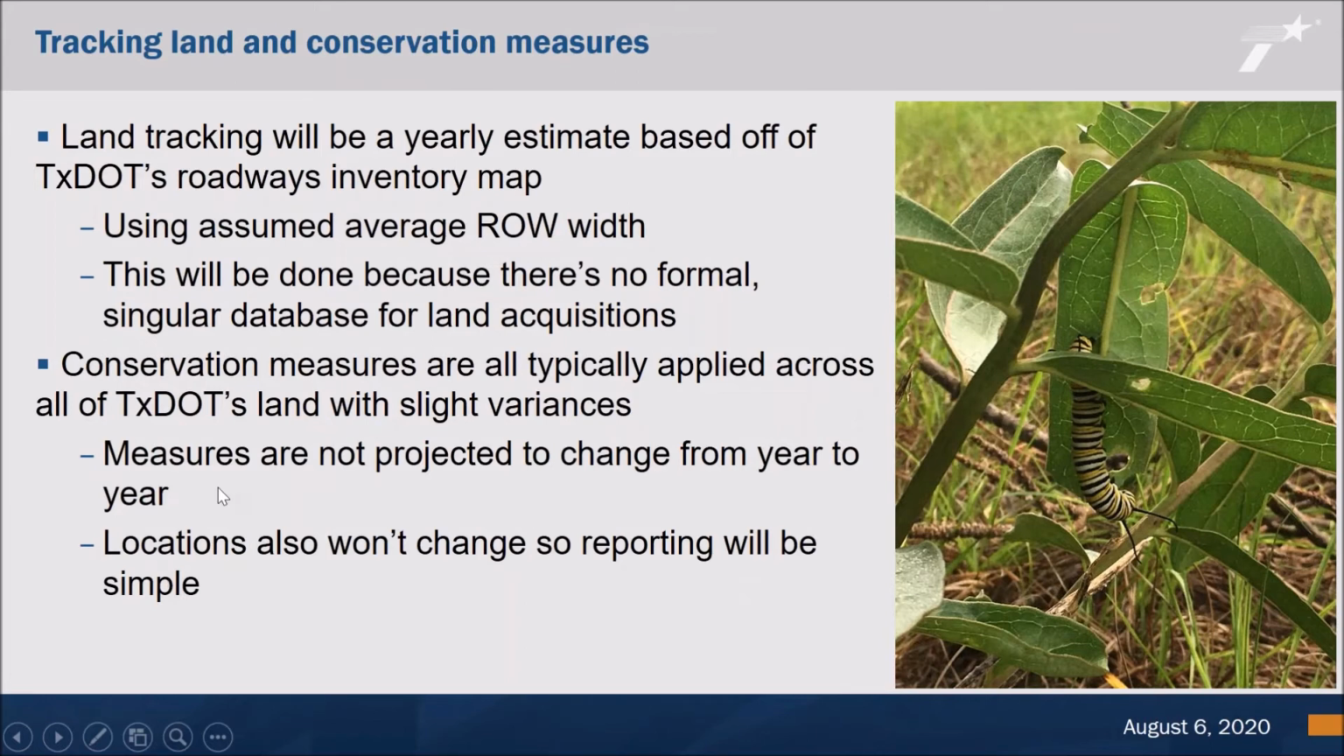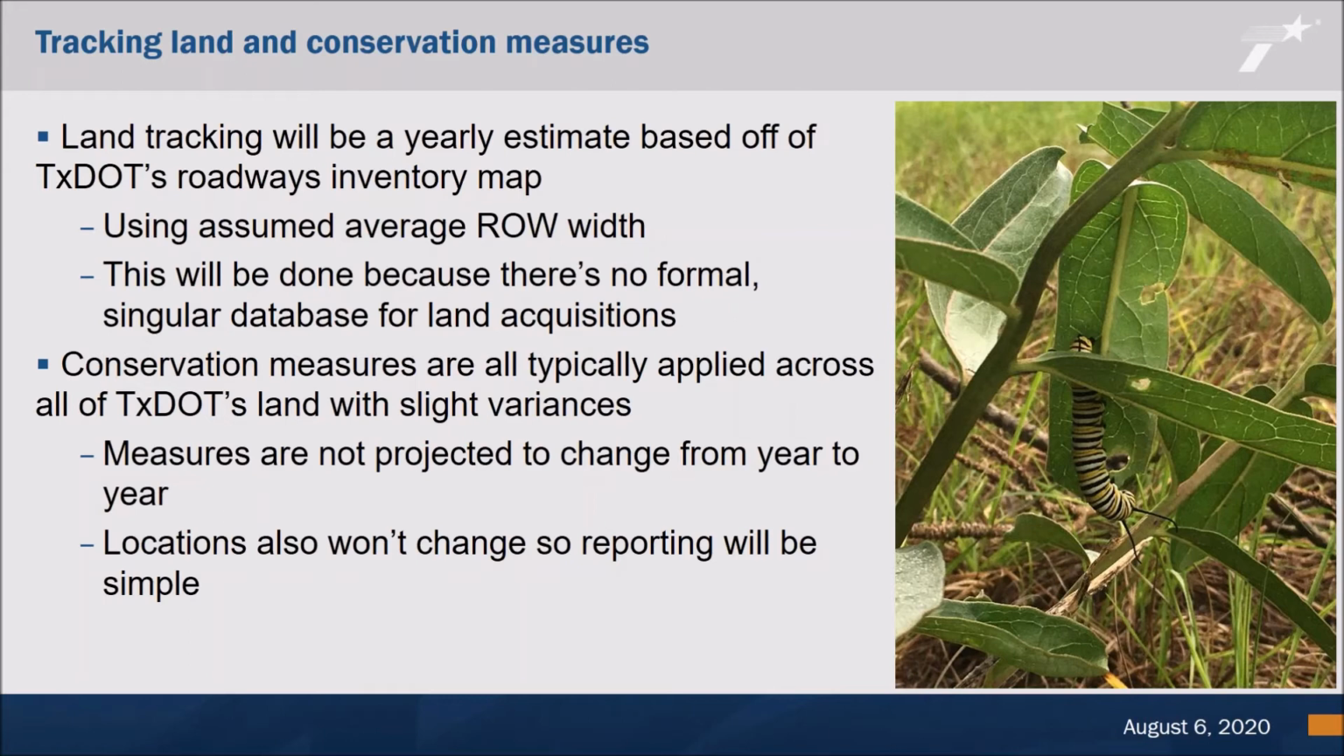And since we talked a little bit about the conservation measures, we want to talk a little bit about tracking the land and conservation measures, because tracking is another big part of it. For us, it's going to be fairly simple. As I spoke about before, there's not just a singular database of every single piece of owned land. So we're going to do more of a yearly estimate strategy on our land tracking, essentially.